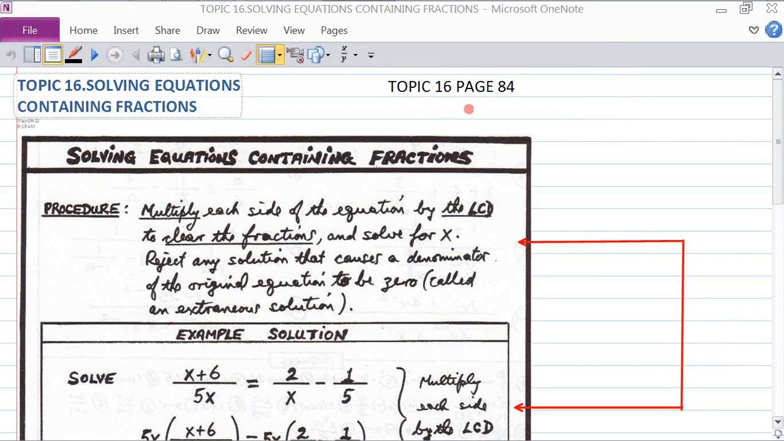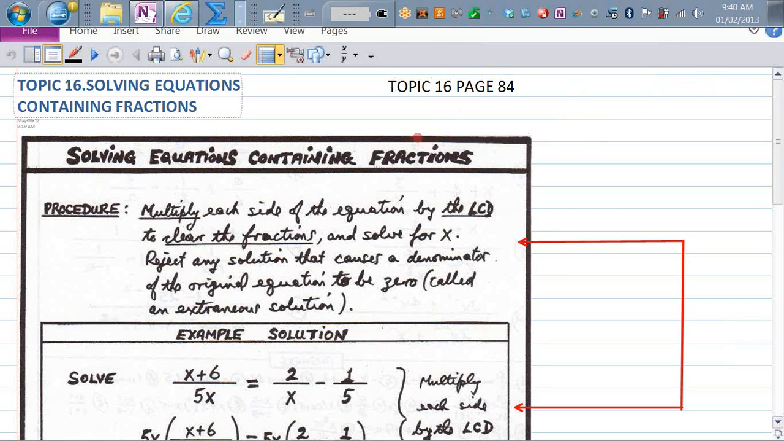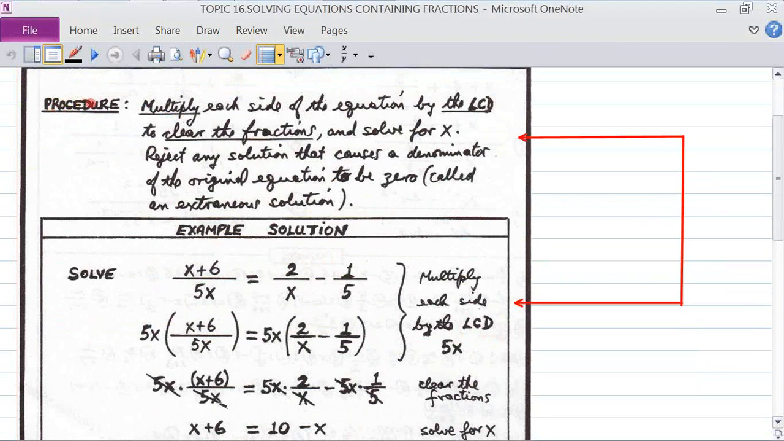We're on page 84. We're starting topic 16, and we're going to be solving equations that contain fractions. So we're going to first of all do the procedure for solving the equations, and then we're going to apply the procedure and solve some examples.